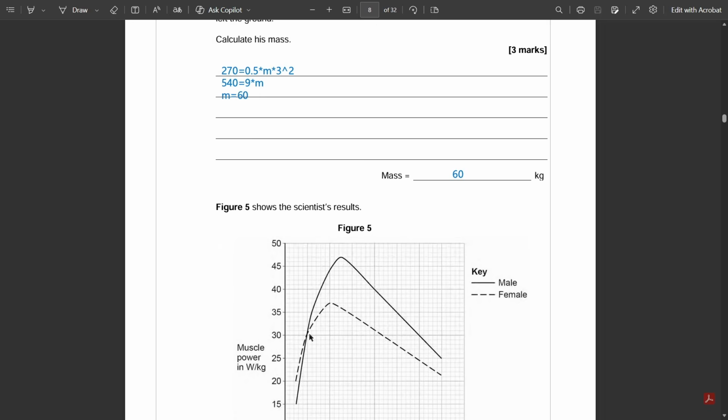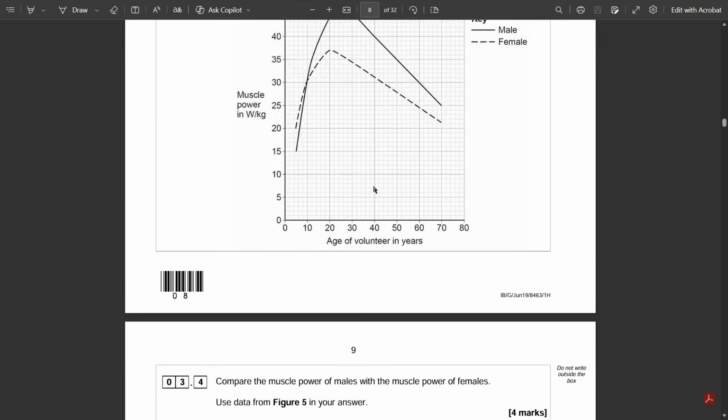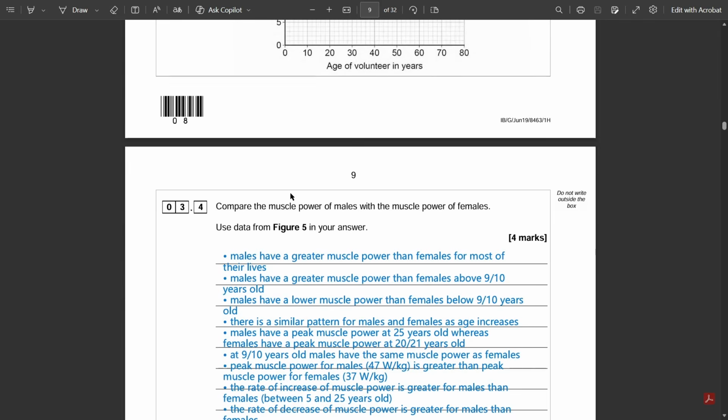And then figure 5 shows the scientist's results. Muscle power in watts per kilogram and the age of volunteers, and then a non-dotted line for men and a dotted line for females. And then we're asked to compare the muscle power of males with the power of females.